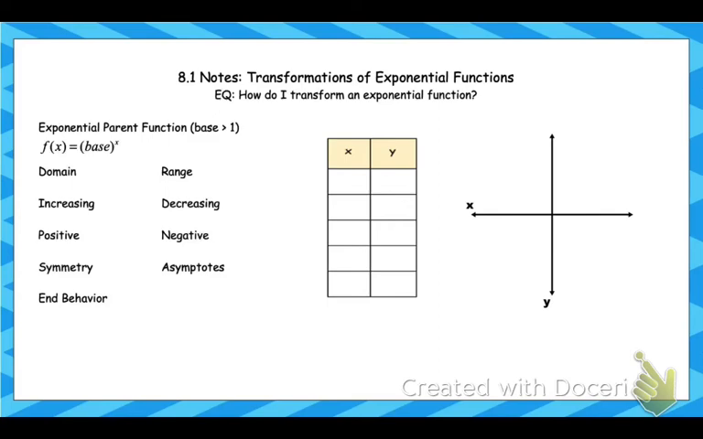Hi guys, so today we are going to look at transformations for one of the last functions of the year. So today we're going to look at exponential functions, which you actually have looked at in Algebra 1. So to start, like usual, we're going to look at what the parent function looks like.